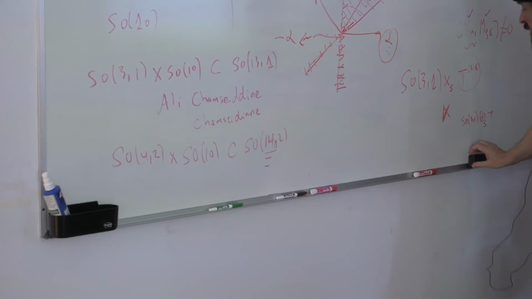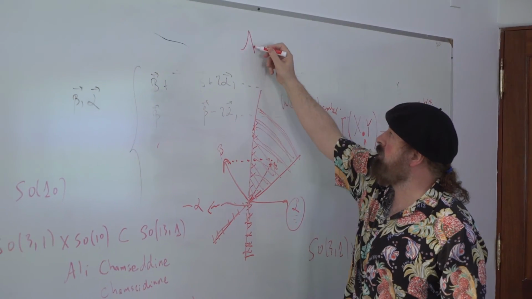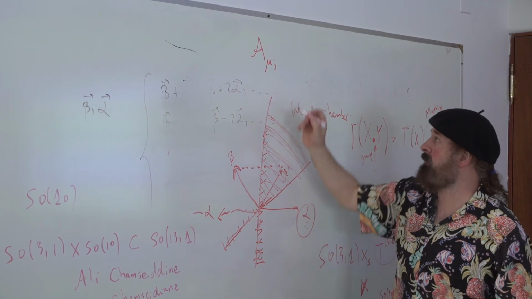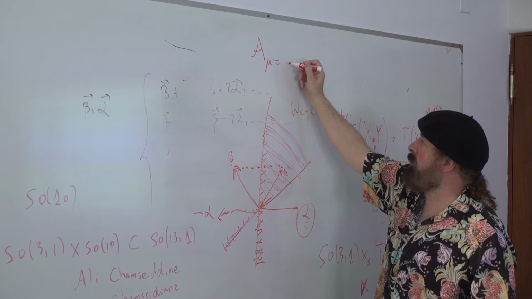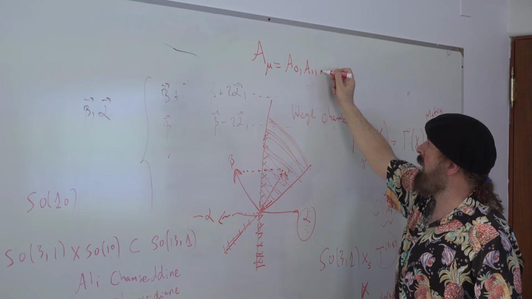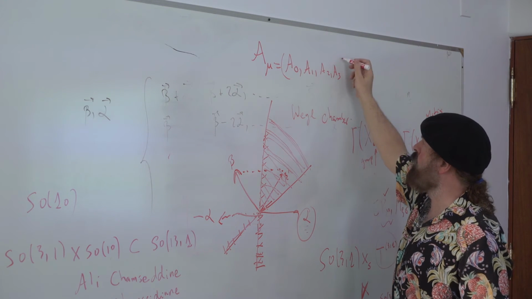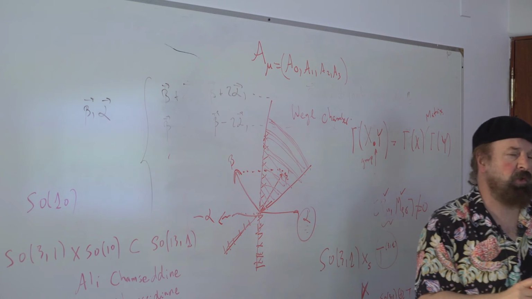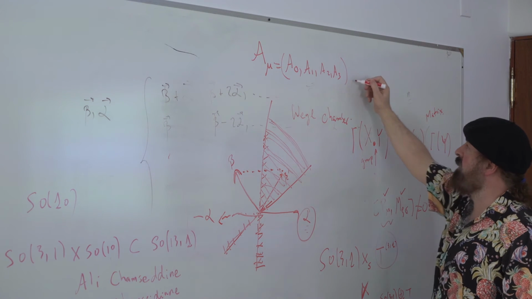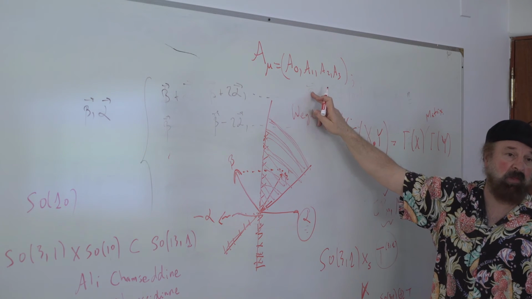For example, in electromagnetism, remember you have your photon field, which is represented by your A mu. In reality it is like your vector potential. You have the temporal component, and then you have the other spatial components. This is your photon field, which corresponds to a vector field in 4 dimensions.